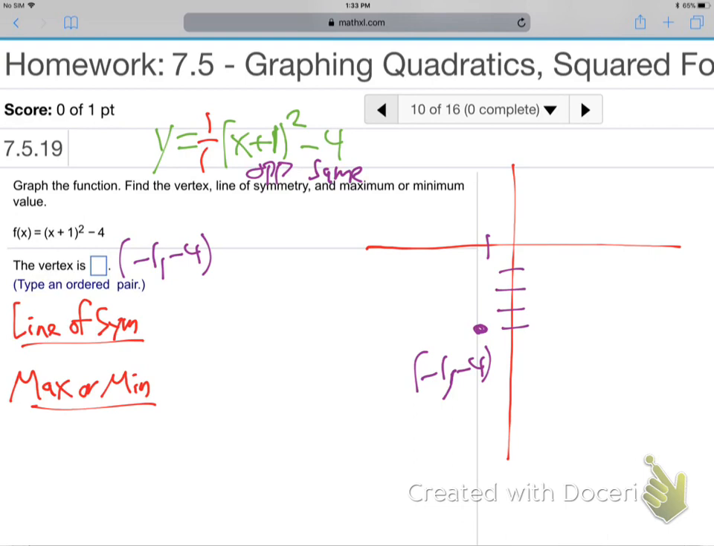And then where's it going from there? Rise or run, it's a 1 over 1. So it goes up 1 over 1, huh? And it also has to go the other way because it's symmetrical. Is that good?